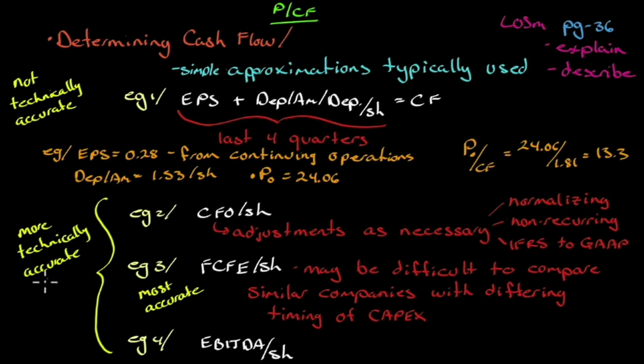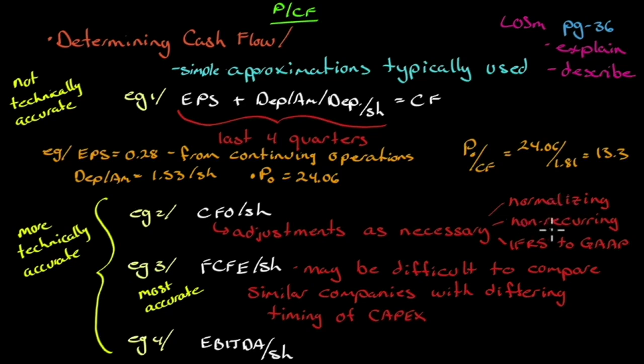Moving on to more technically accurate definitions of cash flow, but not exactly accurate yet, just more technically accurate. You could just use cash flow from operations. Look at the cash flow statement, take CFO divided by the number of shares. There you go. And from cash flow from operations, you can adjust as necessary to get to a better measure of cash flow. You can normalize CFO, much as we normalized earnings.